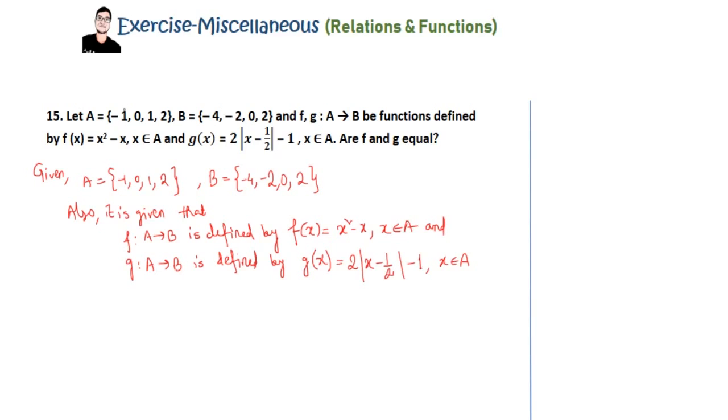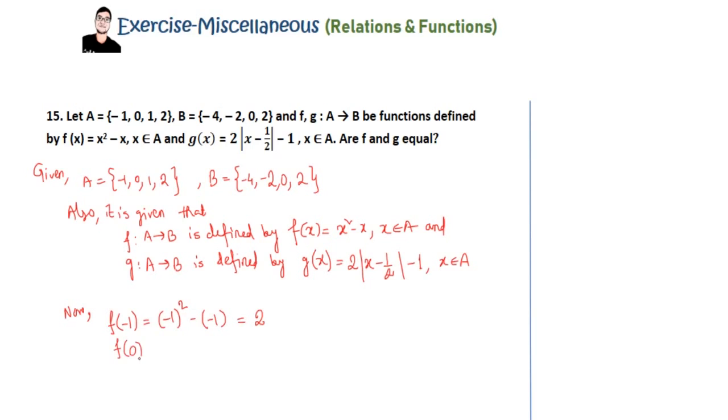A. Now there are only 4 elements in each of the sets A and B respectively. So we are checking the inputs and outputs of f and g. How? f of minus 1. What is f of minus 1? By definition x square minus x, so it is going to be minus 1 whole square minus of minus 1. Minus 1 whole square is 1, 1 plus 1, you are getting 2.